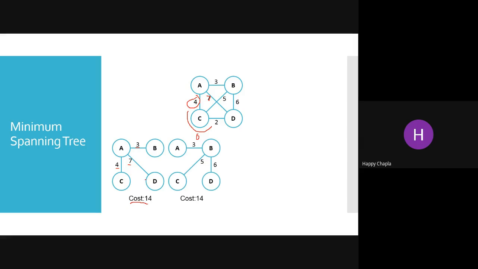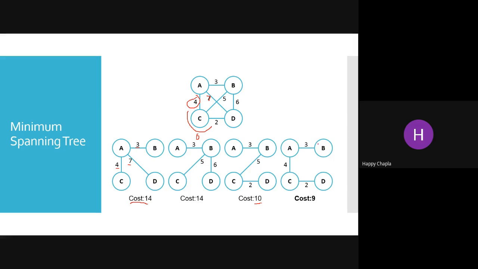Now next, if we take this spanning tree with this particular graph, then the cost is equal to 6 plus 5, 11, plus 3 equals 40. Now, if we find the spanning tree with this kind of weight, then it is 3 plus 2, 5, 5 plus 5 equals 10. And if we choose this path, 3 plus 4, 7, plus 2 equals 9.